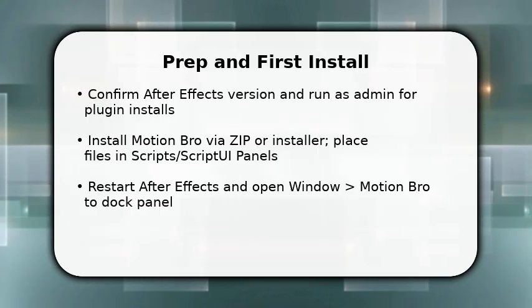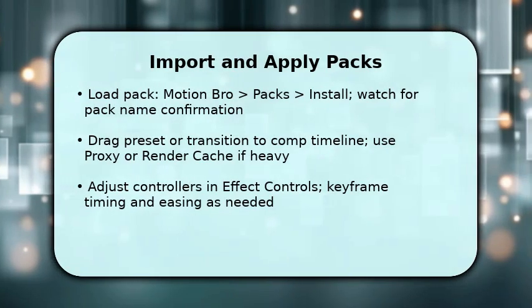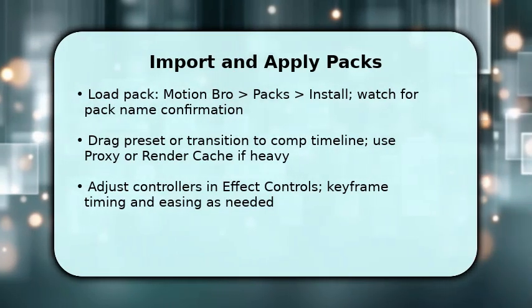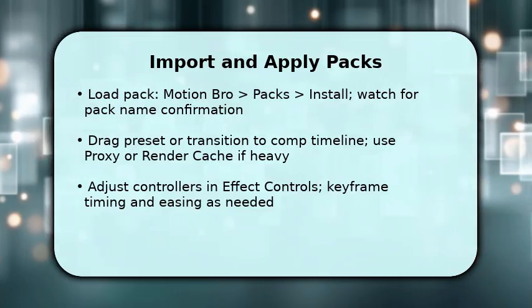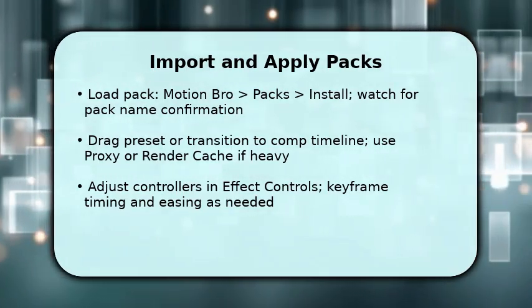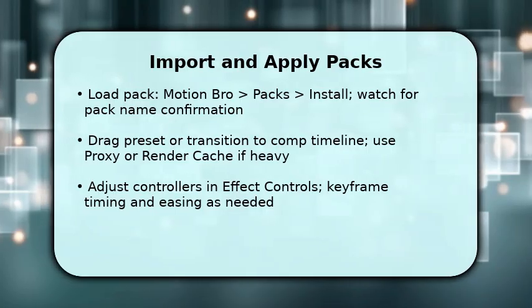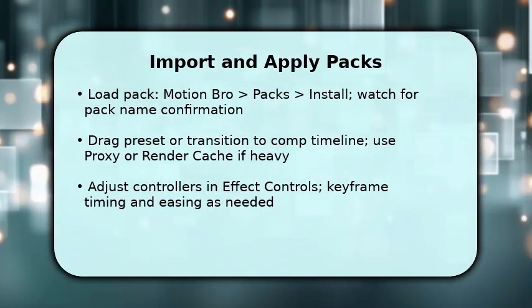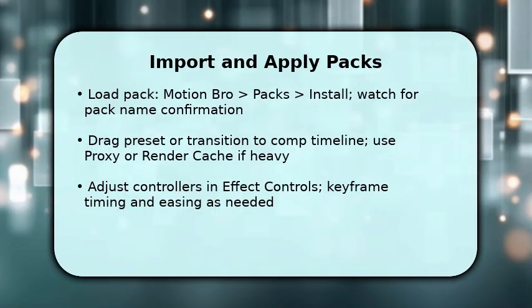Next, you import packs and apply presets. First, open Motion Bro, choose Packs and install the pack. Wait for confirmation to avoid partial installs. Then drag a preset or transition from the panel into your composition timeline. If the pack is heavy, use proxies or set a render cache for smooth previews.